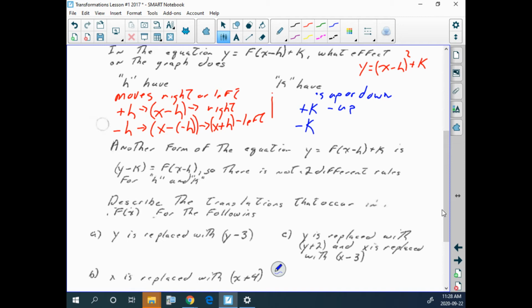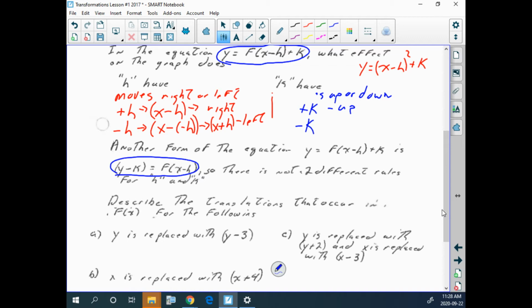I can write this equation here in this form. All I do is subtract k from both sides. Or I start with y minus k is equal to f of x minus h and add k to both sides. They're not really two different rules.